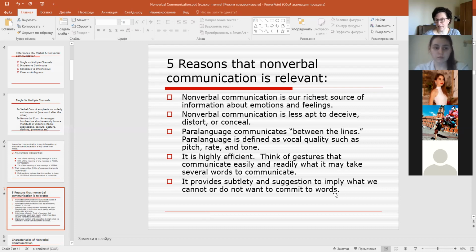And finally, the final point, it provides subtlety and suggestion to imply what we cannot or don't want to commit to words. So it means that the information that we don't want to verbalize, we transmit through some gestures, like voice, speech, tone, and so on.